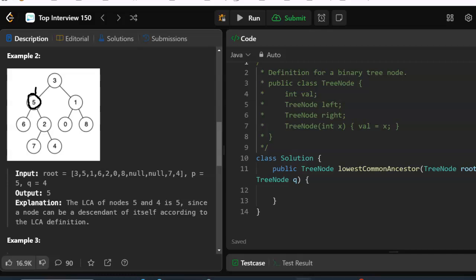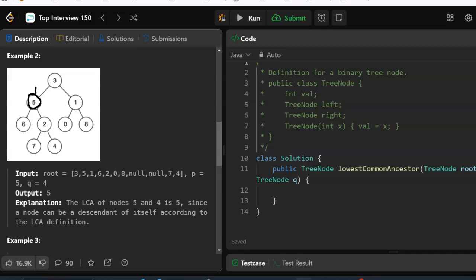Now, if you do find one number in the left subtree and another number in the right subtree, then the root node would be the lowest common ancestor. And this applies at any node. I mean, if we had 7 and 4, for example, we would go from 3, we would go to 5. That's not anything we're looking for. We would go to 6. That's not what we're looking for. We would go to 2. That is not what we're looking for. We would go to 7. That is what we're looking for.